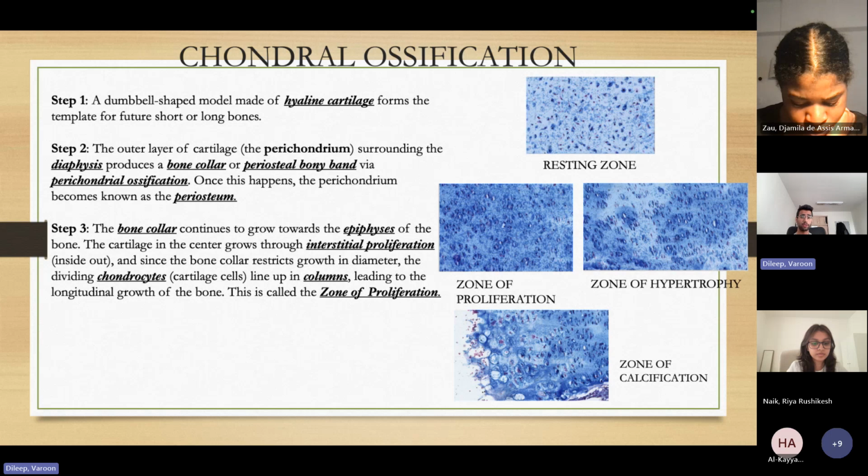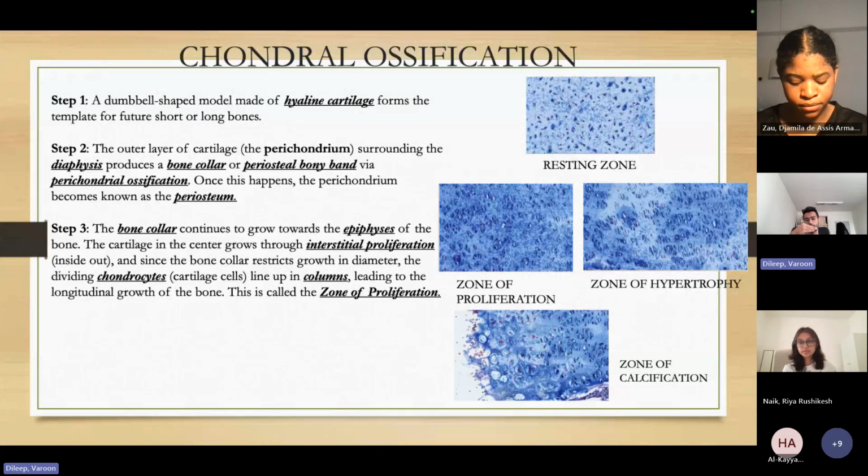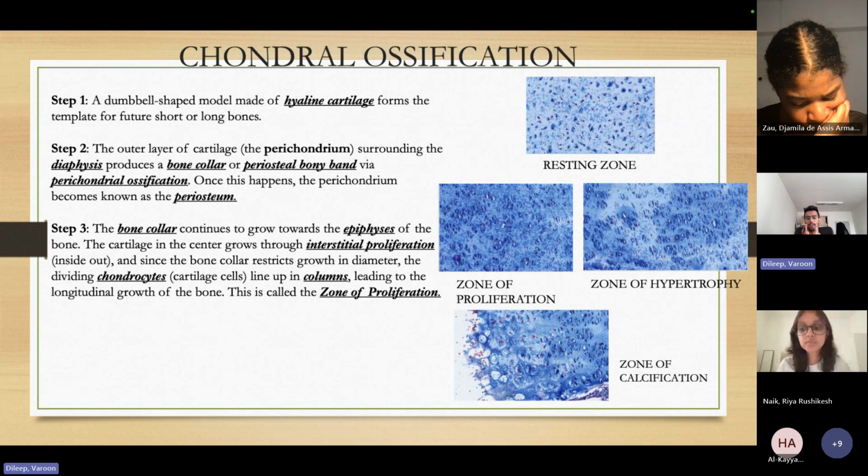And the cartilage in the center grows through interstitial proliferation. This is why you can see the zone of proliferation. There are many cells, and the number of them is increasing. As we said, the bone collar is present on the sides, which is the diameter of the bone. So this bone collar will stop the growth of the bone in terms of its diameter. This will make the chondrocytes expand, forming columns which are parallel to each other. So this will cause the length of the bone to increase, but not the diameter.